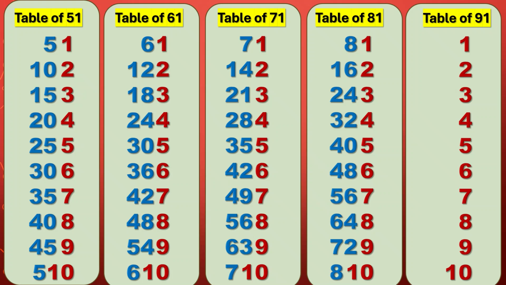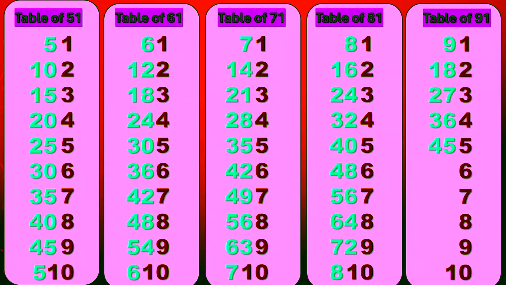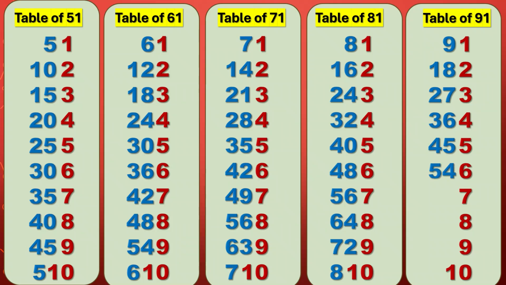Table of 91. Write the table of 9 before the table of 1. 9 ones are 9, 9 twos are 18, 9 threes are 27, 9 fours are 36, 9 fives are 45, 9 sixes are 54, 9 sevens are 63, 9 eights are 72, 9 nines are 81. In the last, write 9.